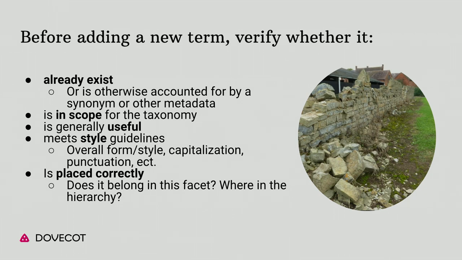Does it meet the style guide, capitalization? I know these things seem trivial, but when you have a list and these are camel case and these are sentence case and these are title case, it reduces subconsciously the credibility of the whole thing. And where does it belong, in which facet? Is it a topic or is it an entity or is it a country? And where does it fit in the hierarchy?